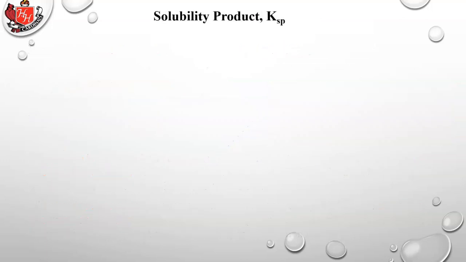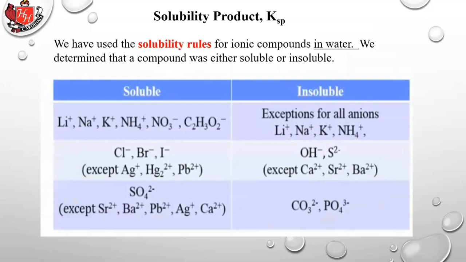Okay, now we're getting into a special type of equilibrium constant called a solubility product. So we have used the solubility rules that you see there. You have a sheet with that on it for an ionic compound in water. And we have kind of said that a compound is either soluble or insoluble. It's either one or it's the other.